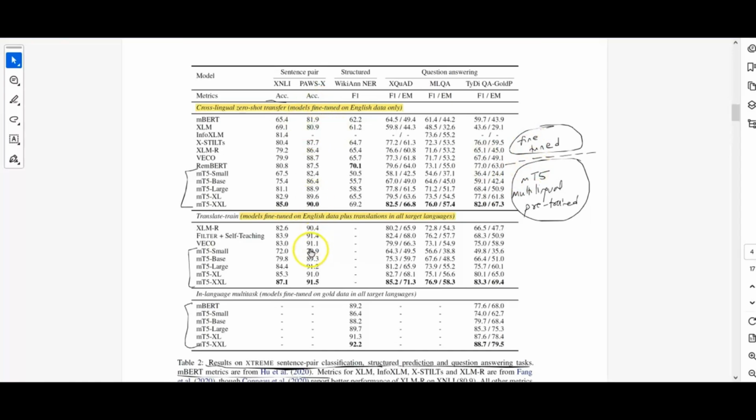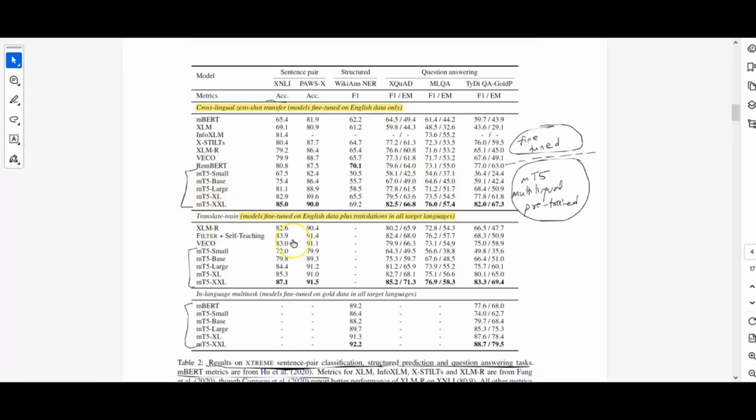The results that we are seeing here are after we have fine-tuned that model, and these are the results on various tasks. There are three categories. The first one is called cross-lingual zero-shot transfer. Here they take the pre-trained multilingual mT5 and fine-tune it with only the English dataset, and then they try to do the prediction in other languages. That's what we mean by cross-lingual zero-shot transfer. These are the results that are available, and these are the different versions of the mT5 model.